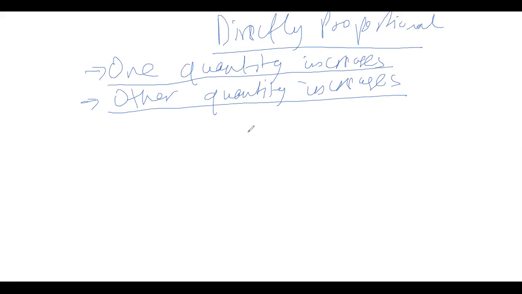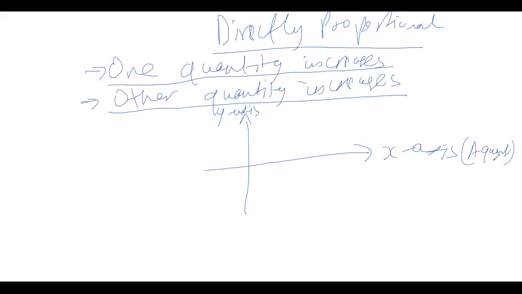When we try to make a graph of it, you people know this is the x-axis and that one is the y-axis. Let's say one axis is quantity A, and the y-axis is quantity B. When I use the term directly proportional, let me label it 1, 2, 3, 4. 1, 2, 3, 4.